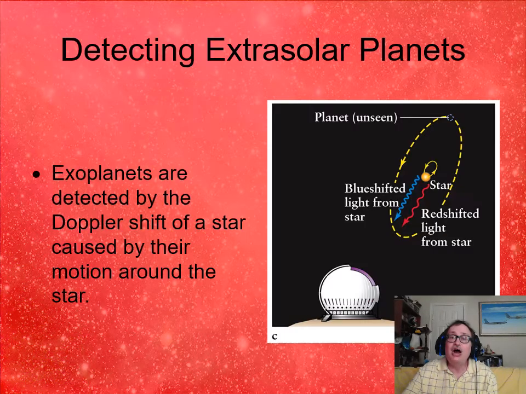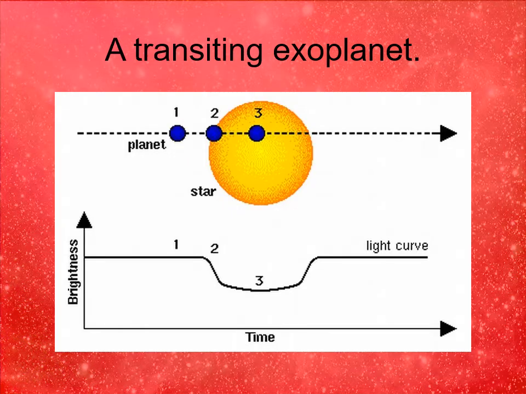And so that was finding planets using the radial velocity method. The radial velocity method was using the Doppler shift. Another method of finding planets, however, is what we call transiting. A transit is the term that we use for passing in front of something.